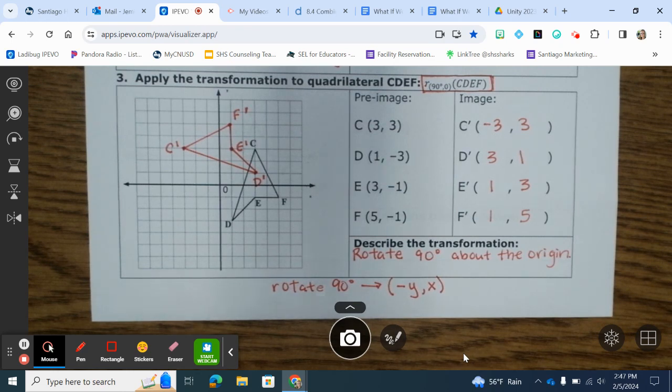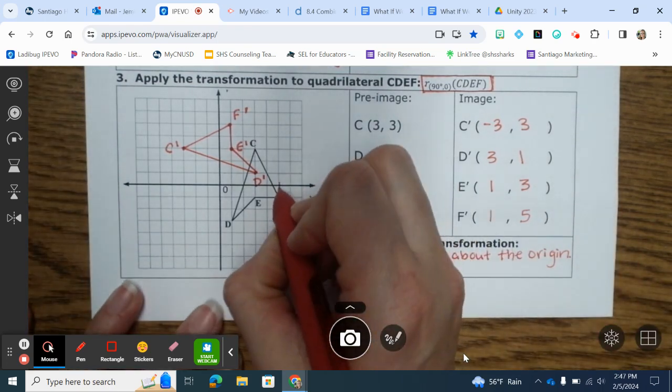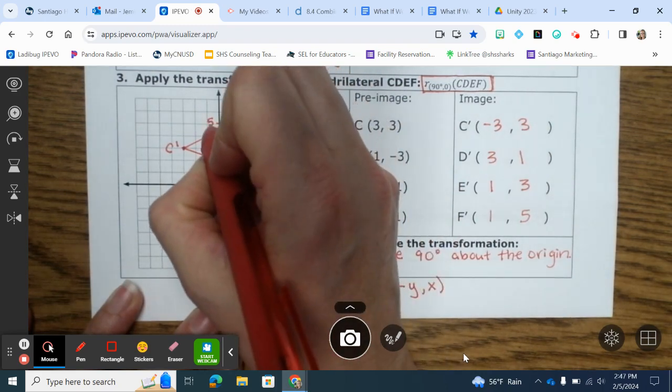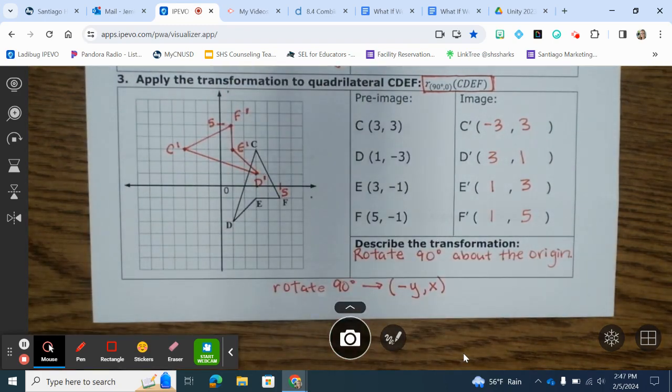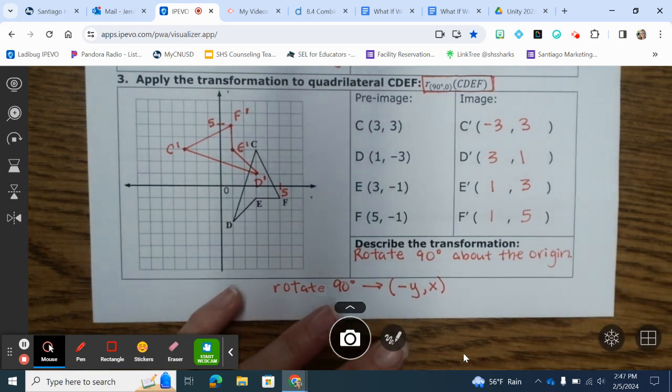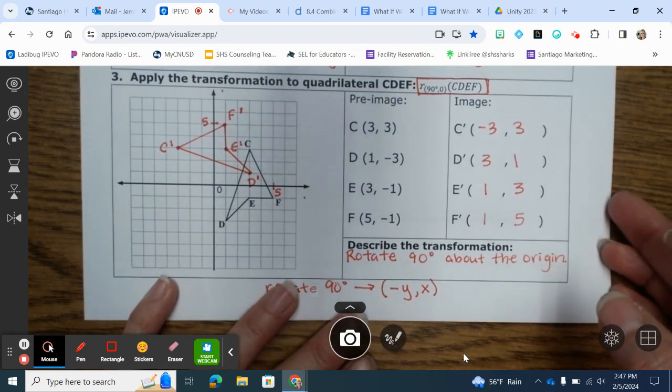So there's a rule for 90 degrees, there's a rule for 180 degrees, there's a rule for 270 degrees. You also can just rotate 90, then rotate 90, then rotate 90. Okay, hold on to that patty paper because we're going to end up using it again.